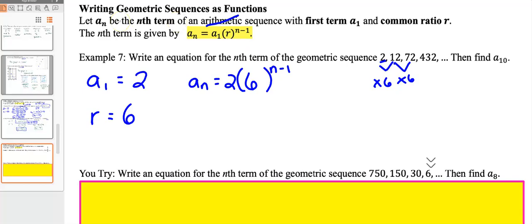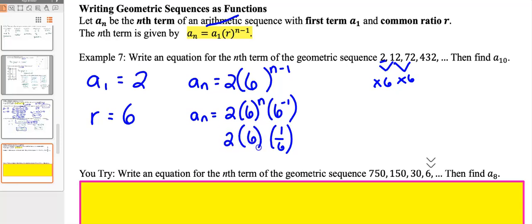If we wanted to, we could simplify this. I'll show you. So I'll have a sub n equals 2, and we'll do 6 to the n, and then that 6 would also get that exponent of a -1, okay? I know that 6 to the -1 power is the same as 1/6, because if you have a negative exponent, that base is going to go to the denominator. I'll drop down the 2, and then I'll drop down the 6 to the n.